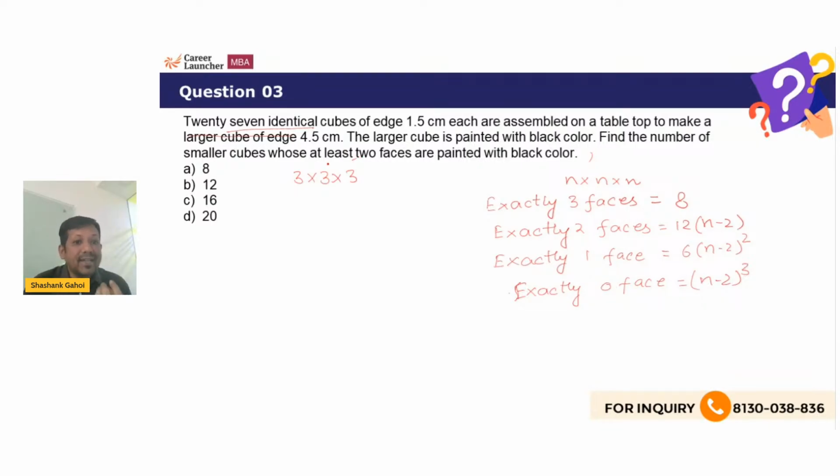have at least two faces painted? So what is at least two faces? At least two faces means exactly 2 and exactly 3. Exactly two faces painted as well as exactly three faces painted. So what is the value of exactly three faces painted? That I know, that's a fixed number, that's going to be 8. Exactly two faces painted is simply going to be 12 times (n minus 2), or 12 times (3 minus 2). So that comes out to be 12. So the answer of this question is going to be option D.